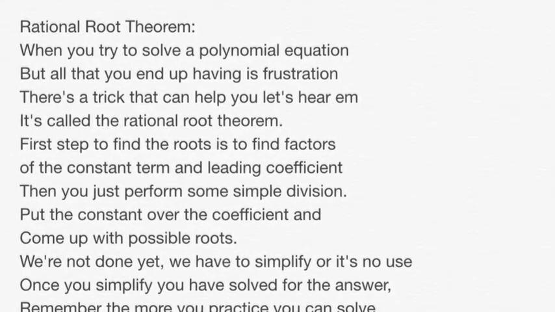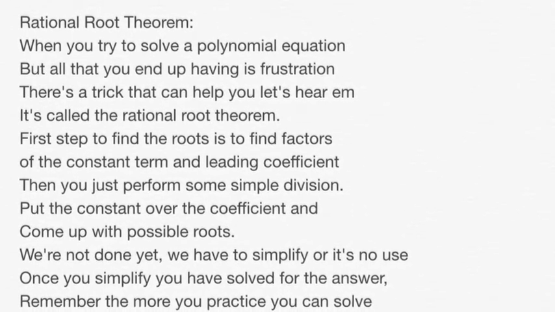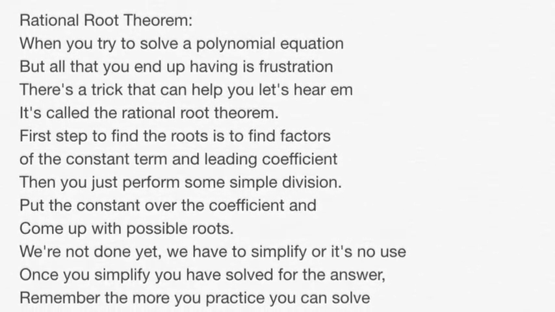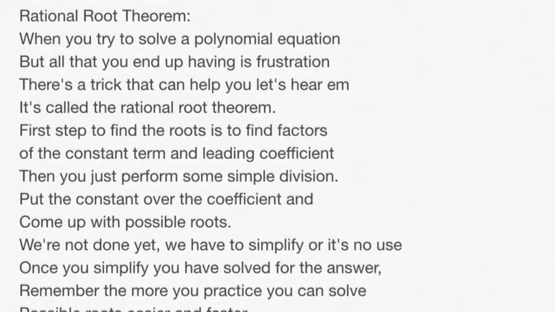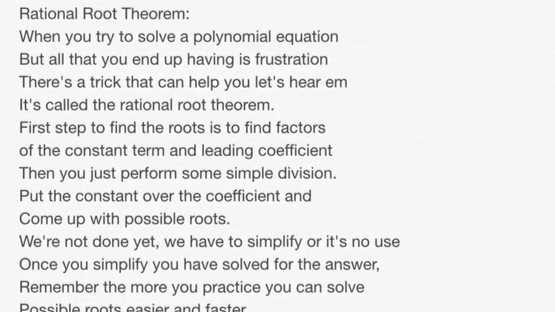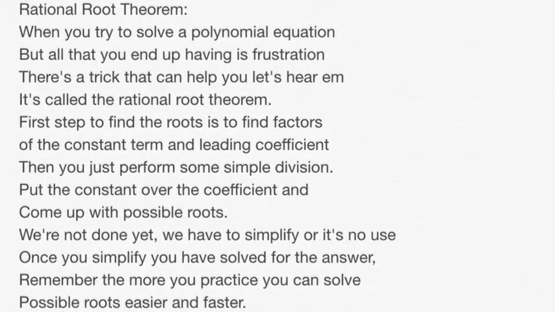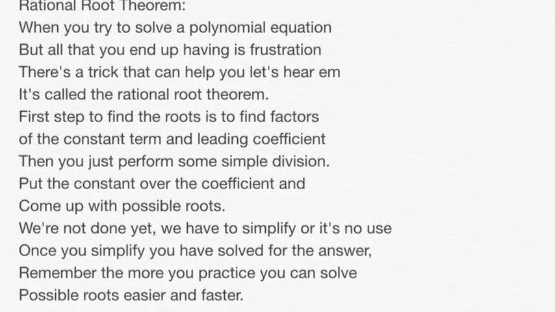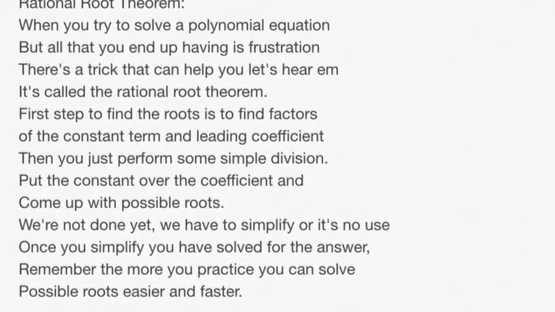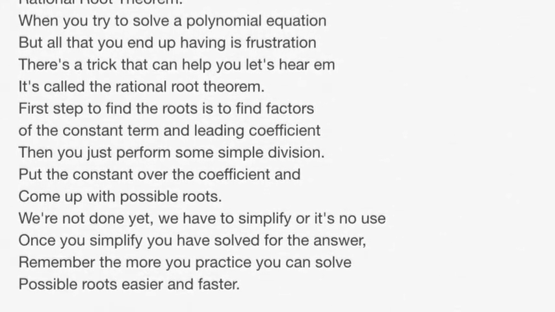When you try to solve a polynomial equation, but all you end up is sad and frustration, there's a trick that can help you, so let's hear 'em. It's called the rational root theorem. First step to find the roots is to find the factors of the constant term and leading coefficient. Then you just perform some simple division. Put the constant over the coefficient and come up with possible roots. We're not done yet, we have to simplify or it'll all be for no use. Once you simplify, you have solved for the answer. Remember, the more you practice, you can solve possible roots easier and faster.